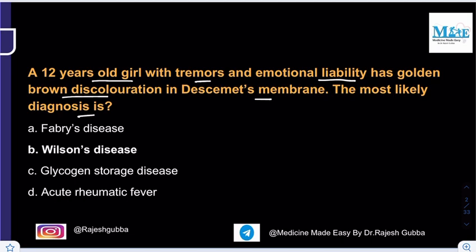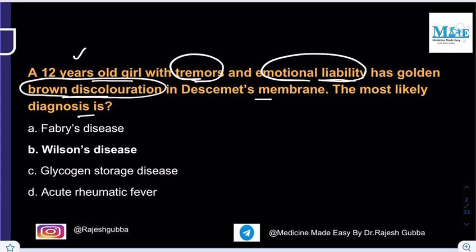So the very important points here are the young girl, presence of tremors, emotional lability and brownish discoloration in the Descemet's membrane. This golden brown discoloration in Descemet's membrane is what is called the KF ring. And where do you come across this KF ring? You come across this KF ring in patients with Wilson's disease. So in Wilson's disease, what exactly is the problem? The problem is excessive accumulation of copper within the body.